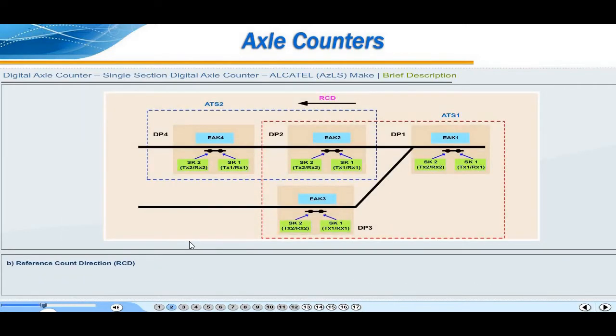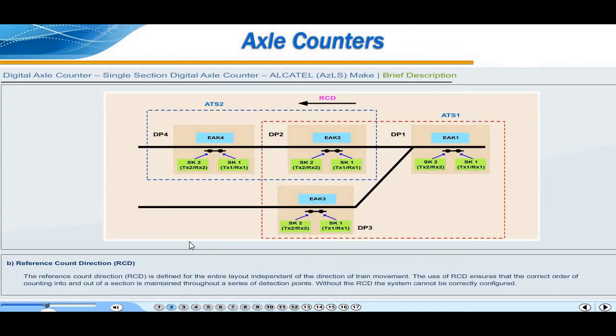Reference count direction, that is RCD. The reference count direction RCD is defined for the entire layout independent of the direction of train movement. The use of RCD ensures that the correct order of counting into and out of a section is maintained throughout a series of detection points. Without the RCD, the system cannot be correctly configured.